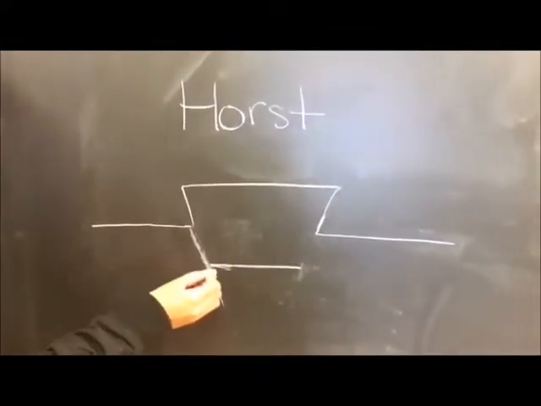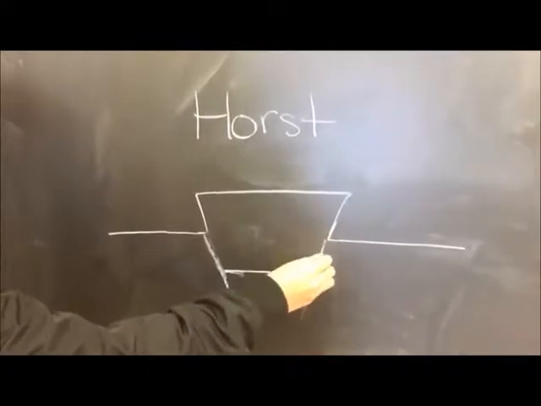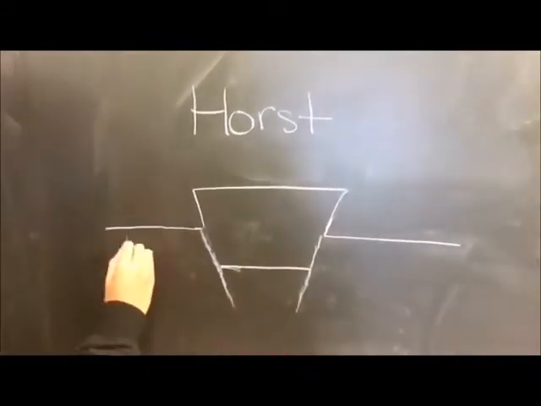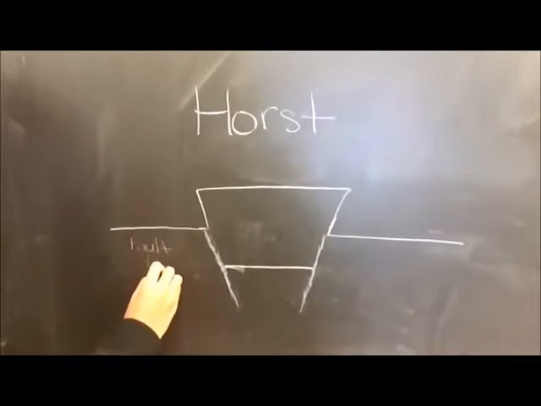Horsts are also formed through faulting. They are a result of two plates pushing against each other, causing the land in the middle to uplift. This is how block mountains are formed.